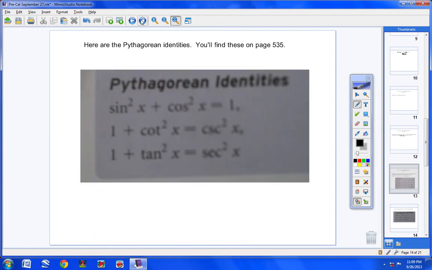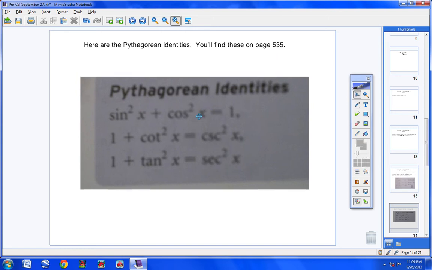Let's go ahead and move on to label these on your trig identity sheet: the Pythagorean identities. You'll find these on page 535. Being the math nerd that I am, I would love to teach you where these came from. If you want to see an explanation of why they're called the Pythagorean identities, that explanation starts on page 534. If you want to read it, that's where you'll find it.